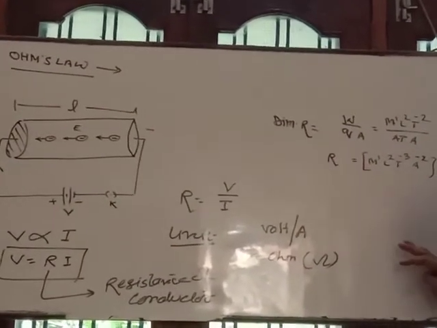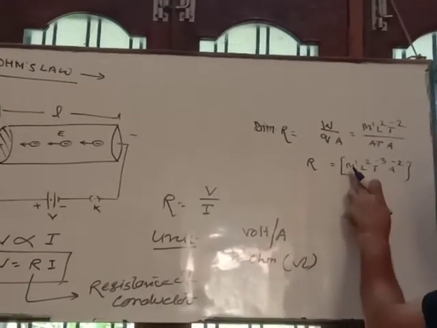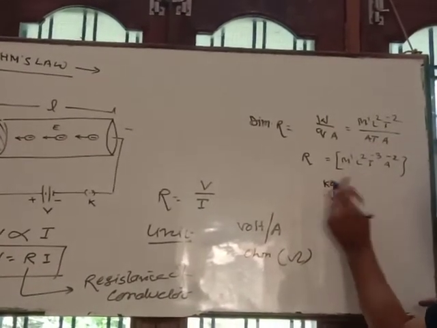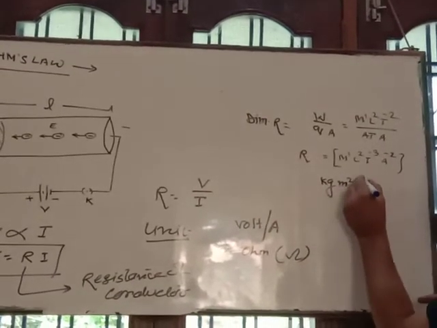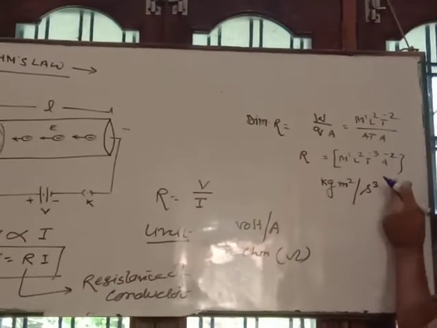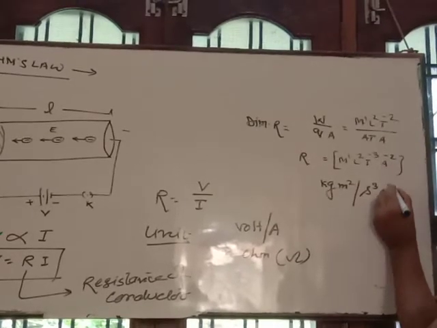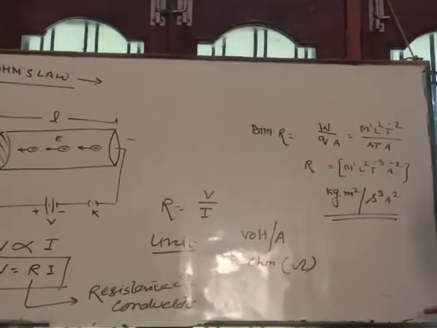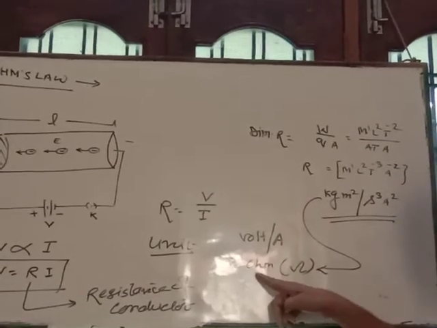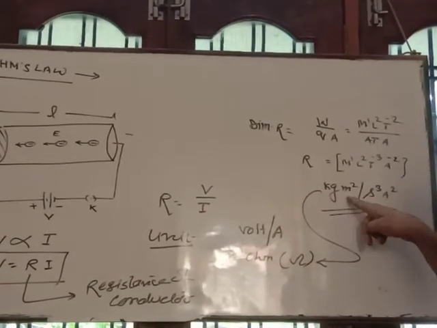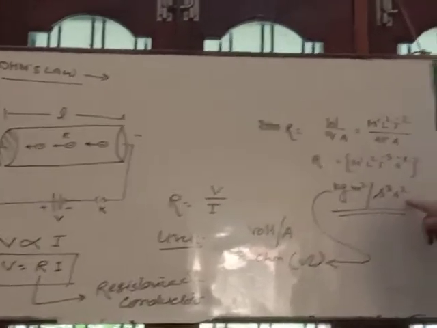So what is the fundamental unit of resistance? Mass in kg, length in meter square, time per second cube, ampere square. This is the fundamental unit of resistance, which is equivalent to ohm. It means 1 ohm is equal to 1 kg meter square per second cube ampere square.